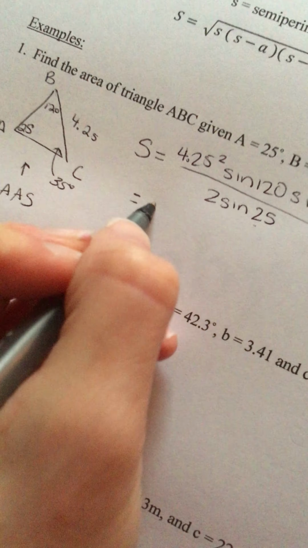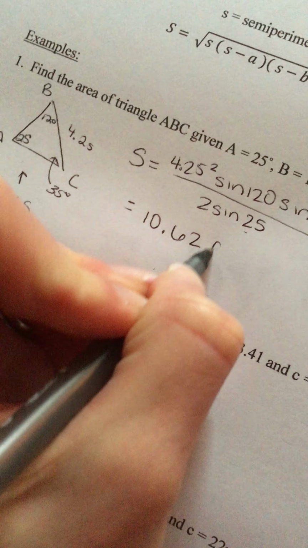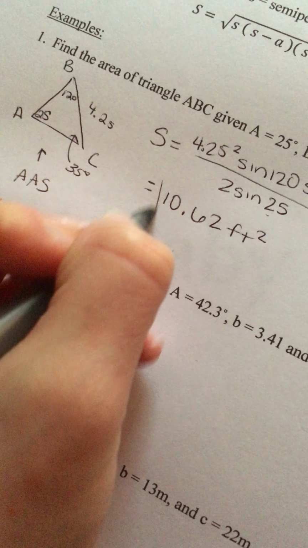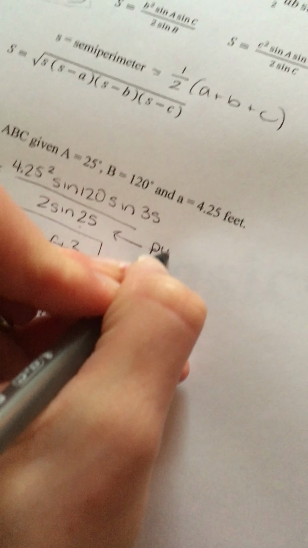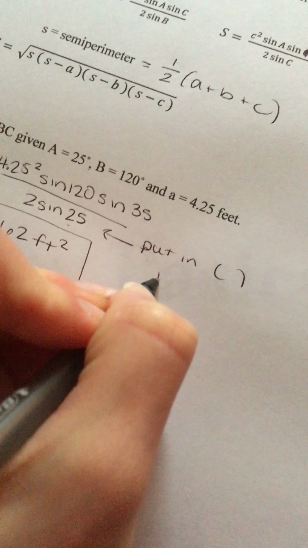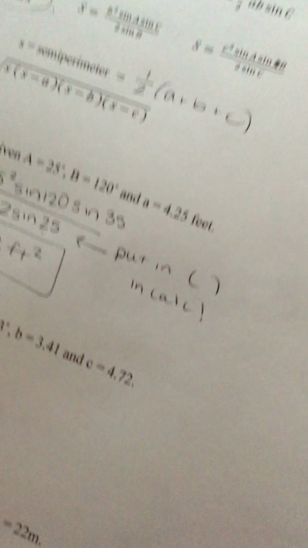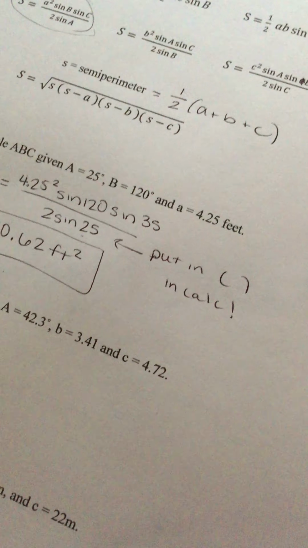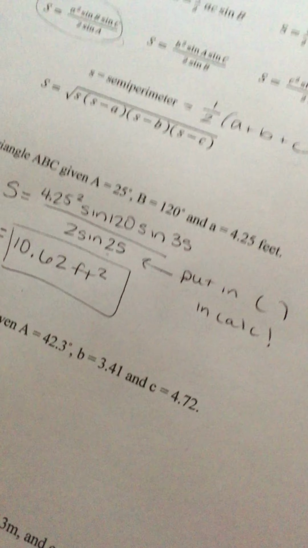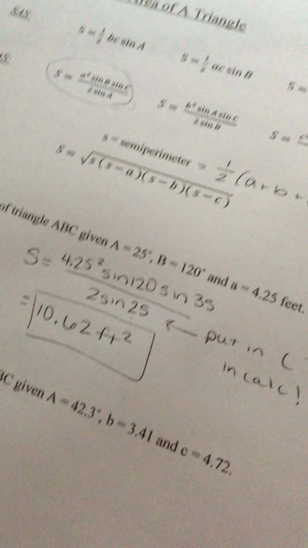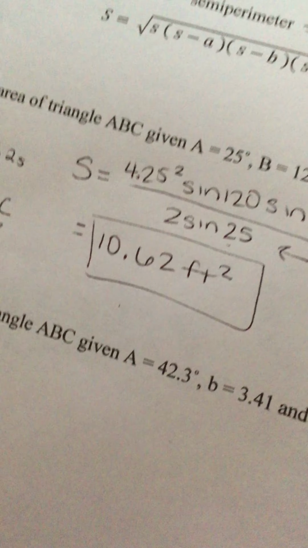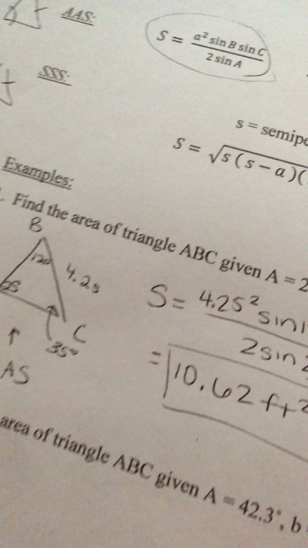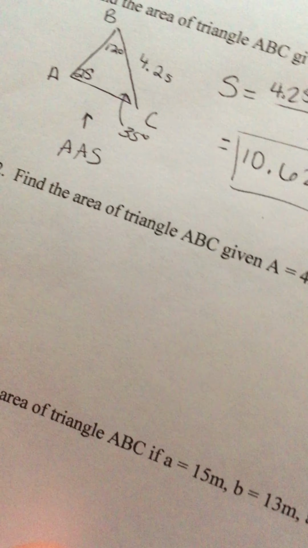So 10.62 we're in feet squared. All right, that's it. Put in parentheses in calculator. Okay, that's the hardest, weirdest, clumsiest formula to use. Like I said, we don't use it that often, so don't worry about it. Don't fret about it. Just look at what you have, plug in what you have, and go from there. And if you need to find another angle, that's no big deal.